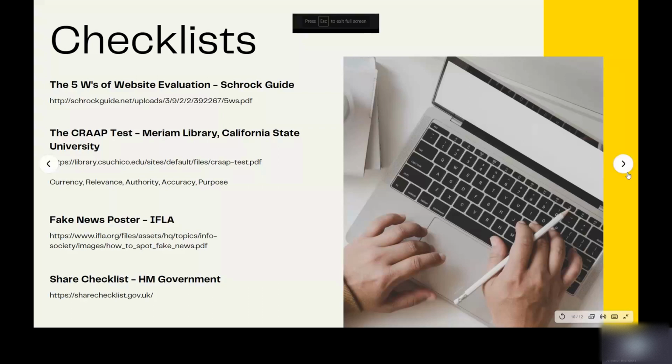Now, if you're unsure about appraising a website, fortunately, there are plenty of checklists out there which can help you. The Schrock Guide offers a checklist on the 5 Ws, or alternatively, you can try the CRAP test from the California State University, which follows a similar concept. So this CRAP stands for Currency, Relevance, Authority, Accuracy, and Purpose. For fake news, you can try the checklist produced by the International Federation of Library Associations and Institutions, and there is also the SHARE checklist from gov.uk.